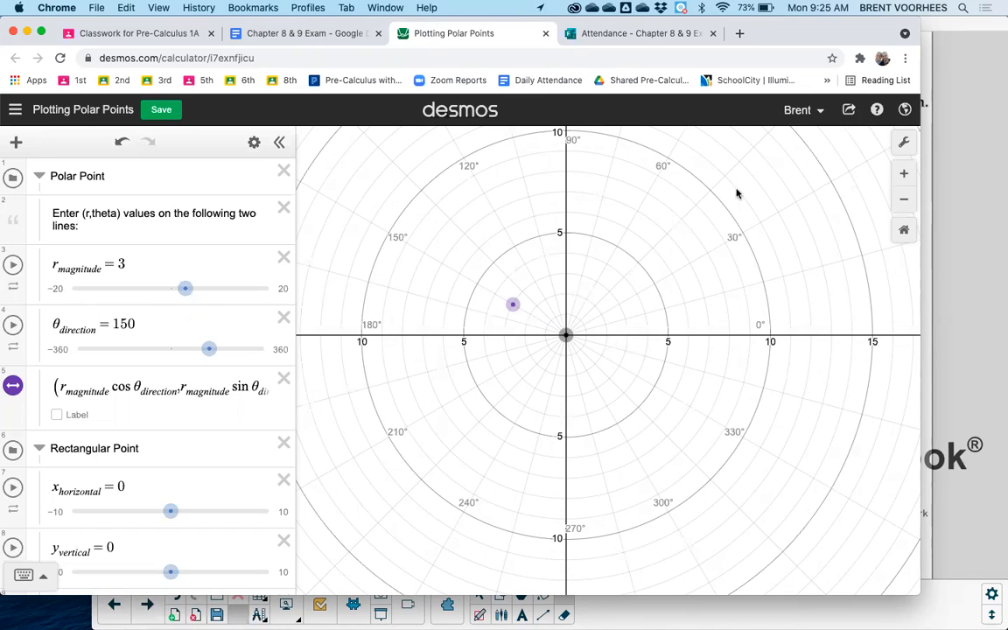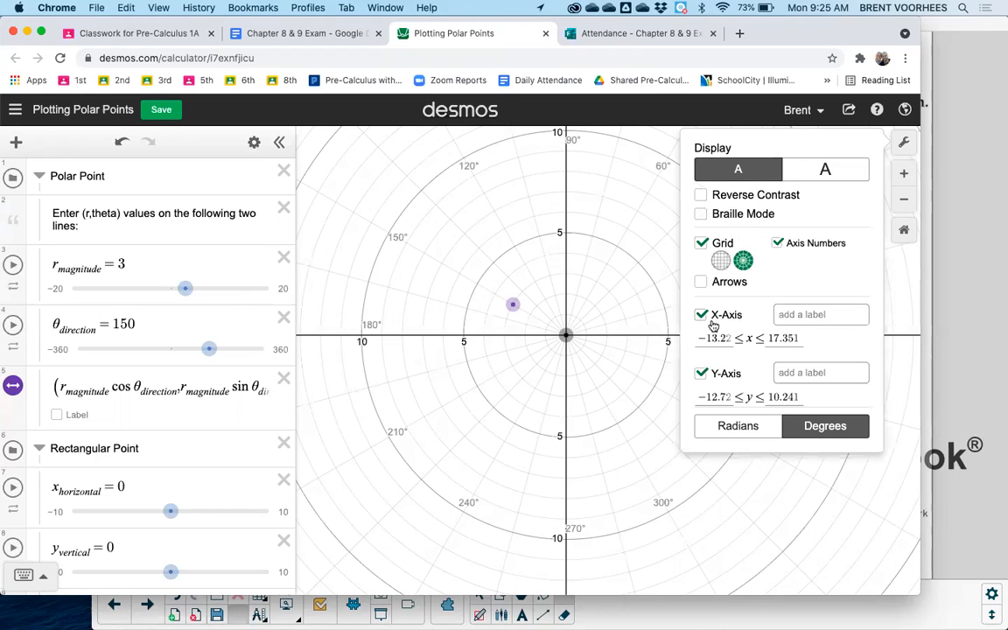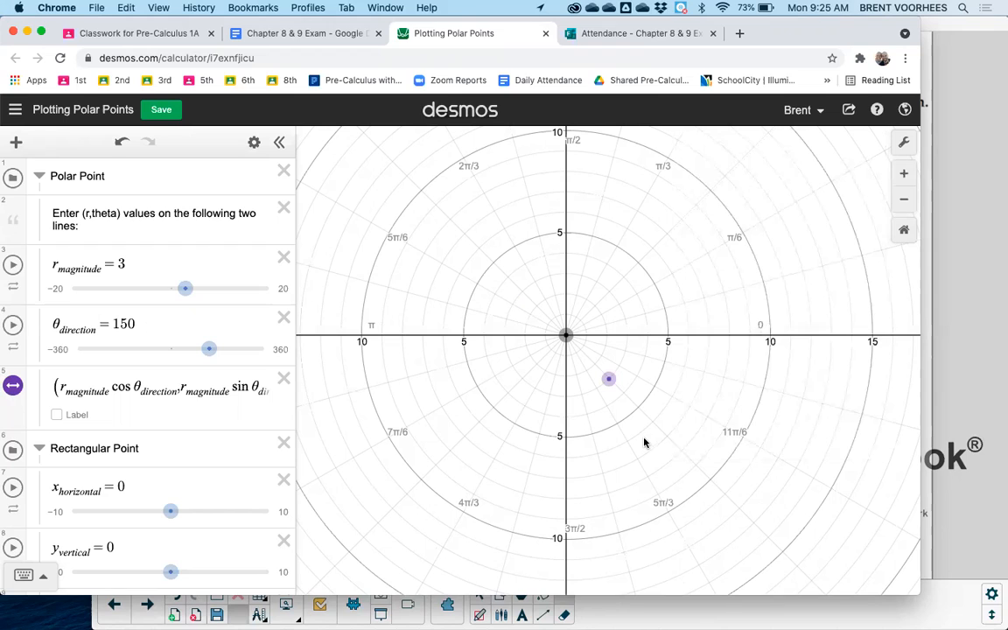On this problem, I'm going to go to radians first because I need to change these degrees to radians. So I'm going to hit the settings in the top right and choose radians. I'm going to have you do that as well. When you choose radians, now I have radians going around these circles.